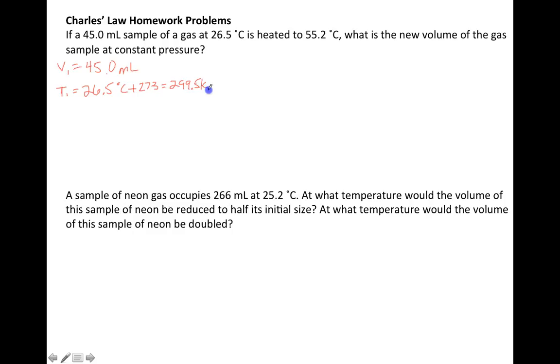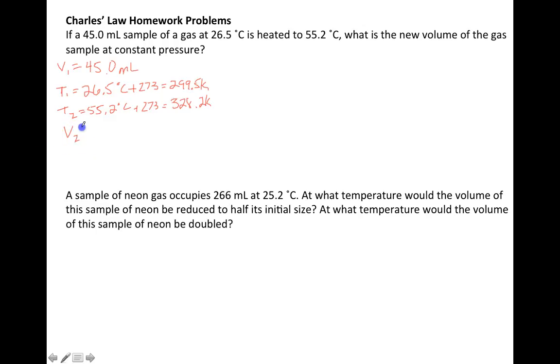And the unit is Kelvin, and it gets heated up, so that's going to be T2 is heated up to 55.2 degrees Celsius. And I'm going to add my 273 to it, and that gives me a new temp of 328.2. Okay, and I am looking for what is the new volume, and pressure is constant.